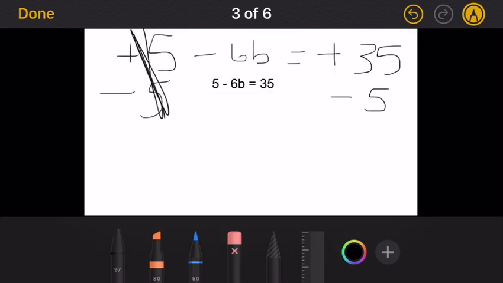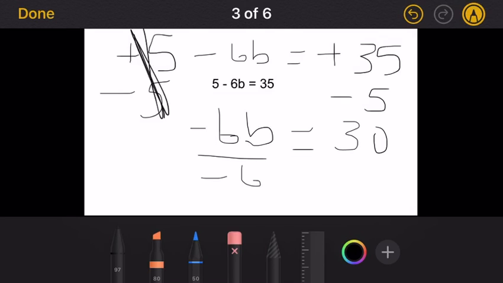These cancel. What's left here is negative 6b. I'm just going to write that down. Step-by-step writing. We've told you to do this. Then we got 35 minus 5 gives us what? 30. Don't tell me this is too hard. Keep going. Now, what's being multiplied by that b? Negative 6. What's the opposite of multiplying by negative 6? Dividing by negative 6. Good.